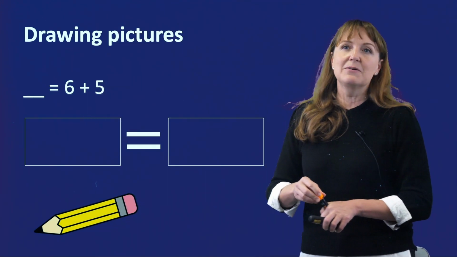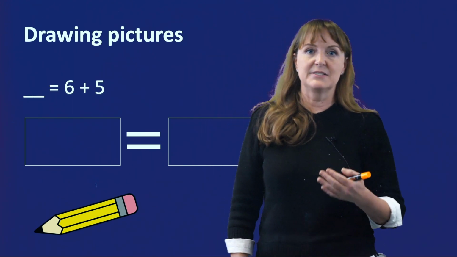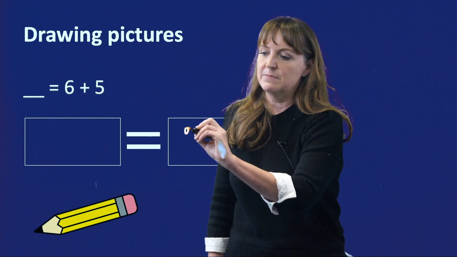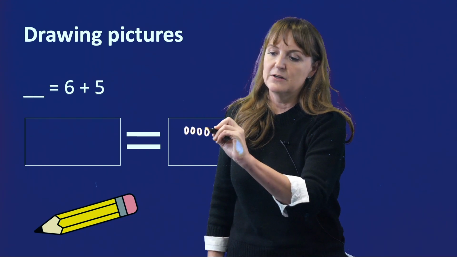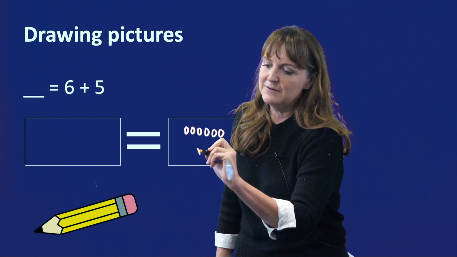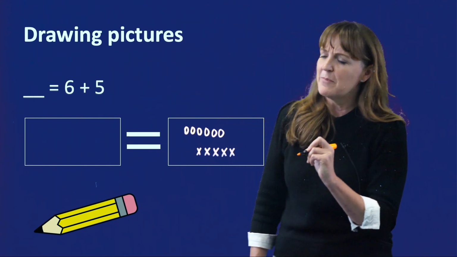All right, so here we've got this addition example. Blank is the same as 6 plus 5. So over here on this side, I could draw 6 of something. Maybe I just draw 6 circles, just like that. And then I also have 5 of something. I often like to draw little X's, like X's and O's, because I love math so much, right?